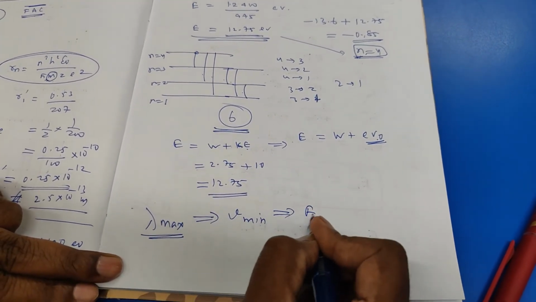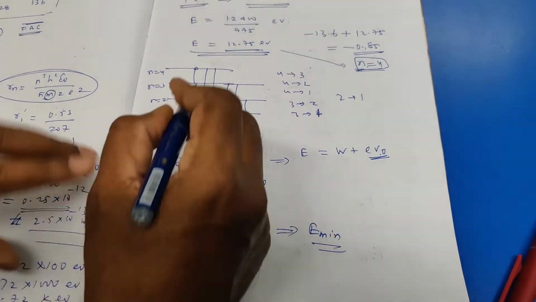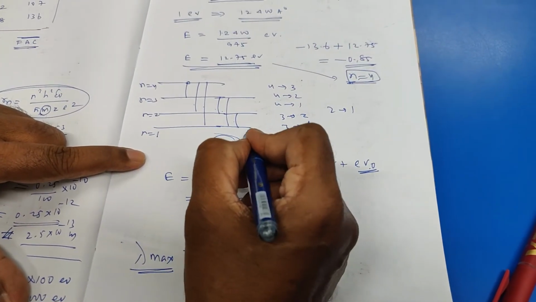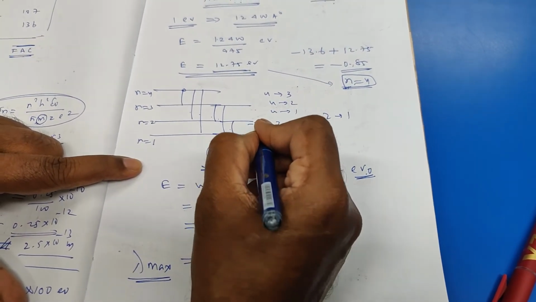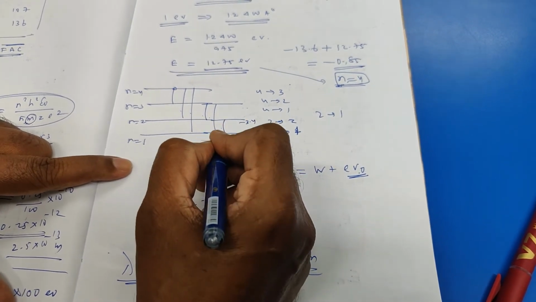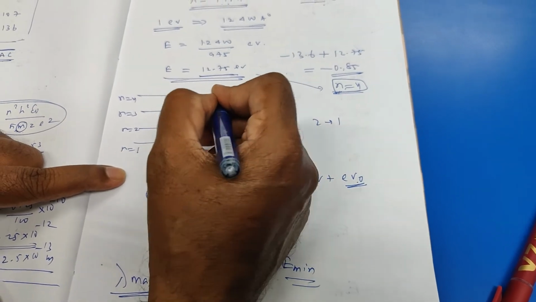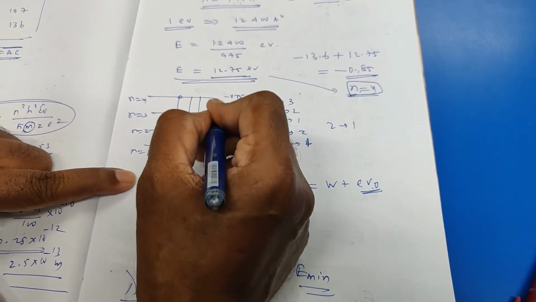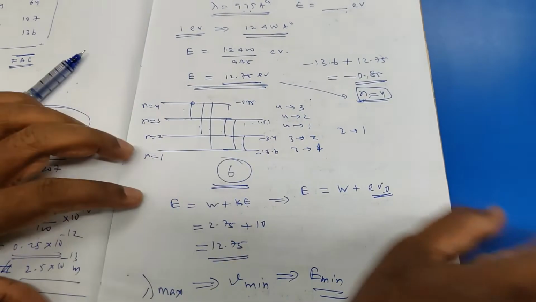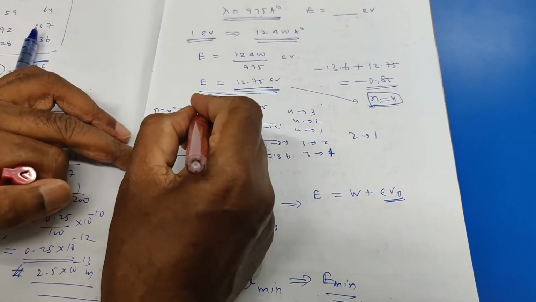Minimum frequency means minimum energy. Here, the levels are minus 13.6 and minus 3.4, so the gap is 10.2. This is very big. Here, minus 1.51, the gap is 1.9. Here the gap is 0.85. The gap is 0.66. So the minimum is this one, 4 to 3. That is the minimum wavelength.